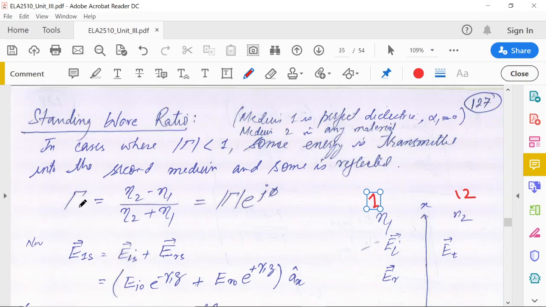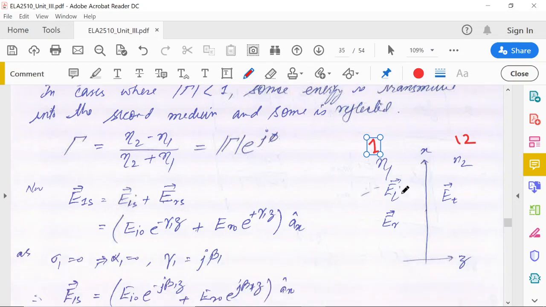Now gamma, the reflection coefficient, is given, as we have seen last time, by eta 2 minus eta 1 over eta 2 plus eta 1. In general these two are complex quantities, so gamma is also complex. Here we have taken eta 1 to be a real quantity, but eta 2 is any medium, so it may be complex. So overall, gamma may be complex. It will again have a magnitude and a phase, and we will consider the phase to be phi.